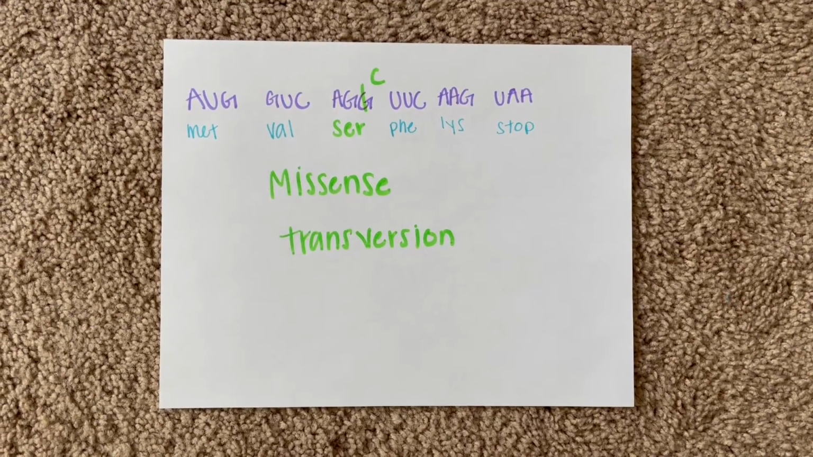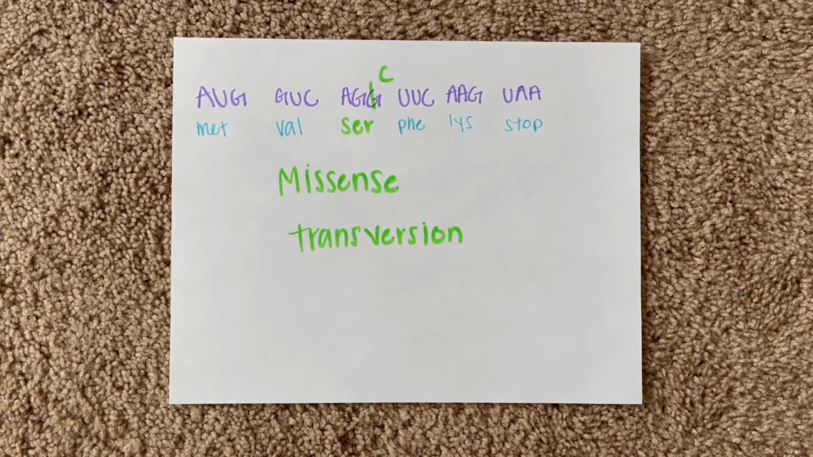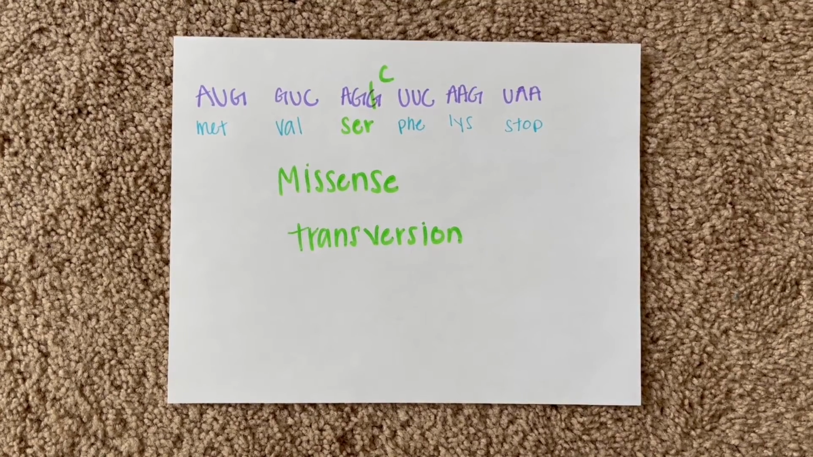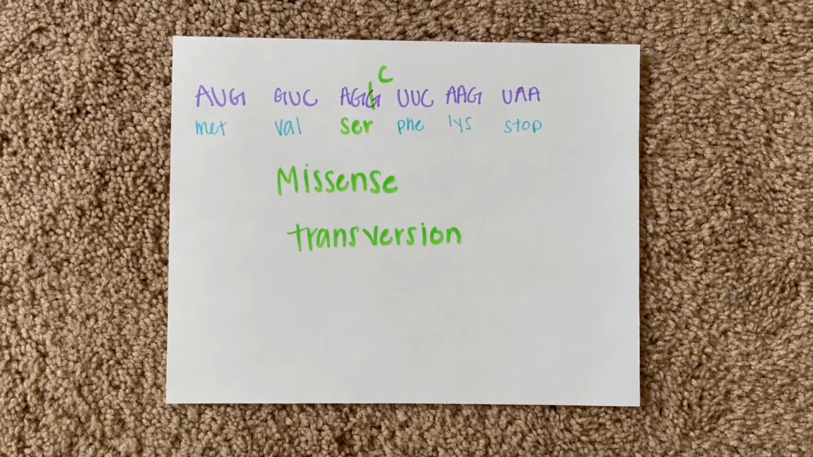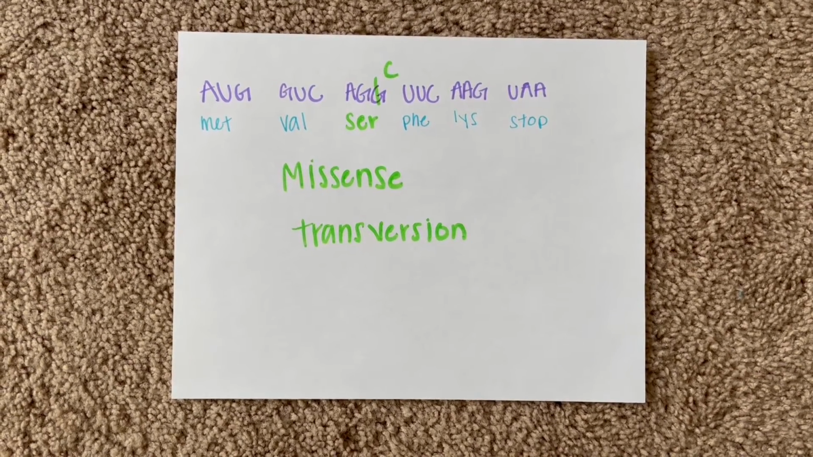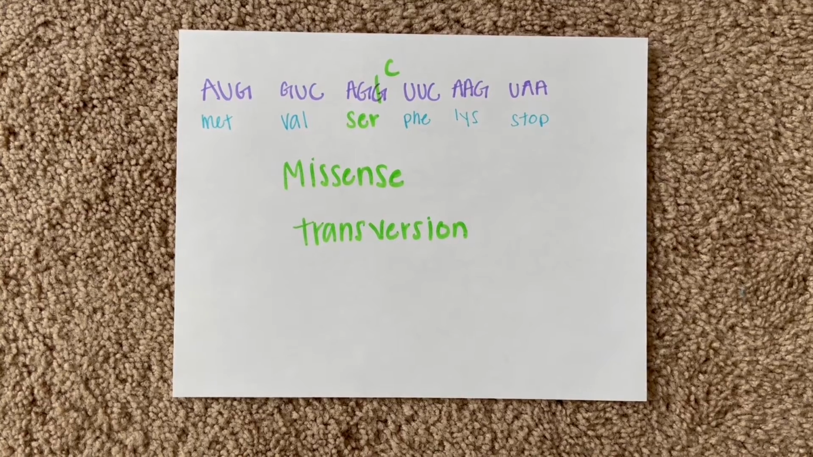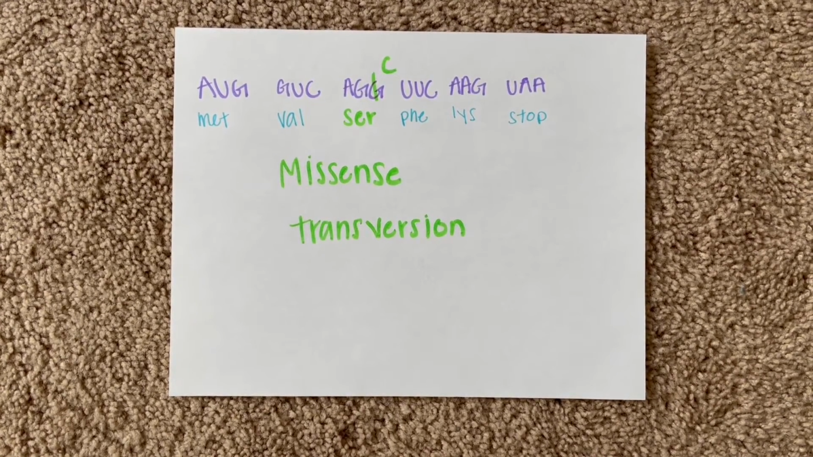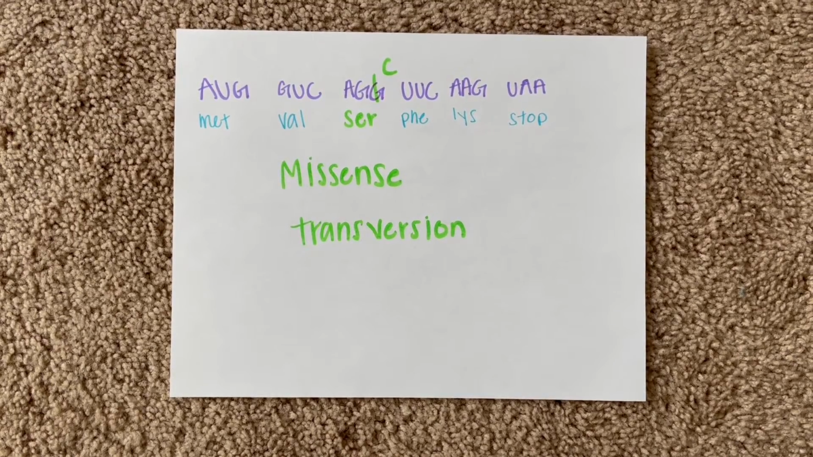A missense mutation is when a base pair is changed and then that changes the protein made. In this example, a G was changed to a C, which caused the Arg to change to a Ser amino acid. This is also another example of a transversion mutation.